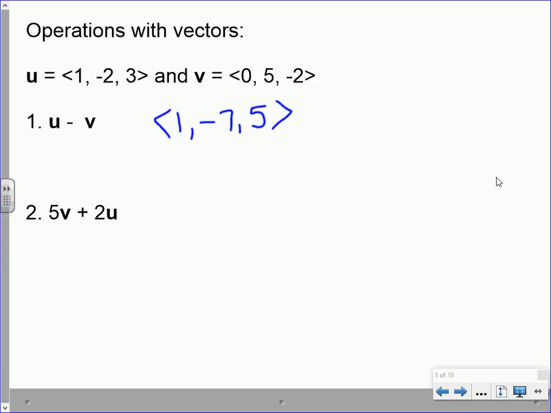Okay, so if you take 5v plus 2u, Kelsey, what do you get? I got 2, 21, negative 4. 2, 21, negative 4. All right.